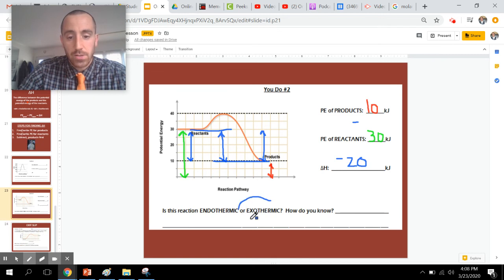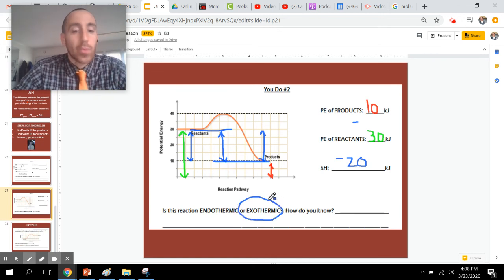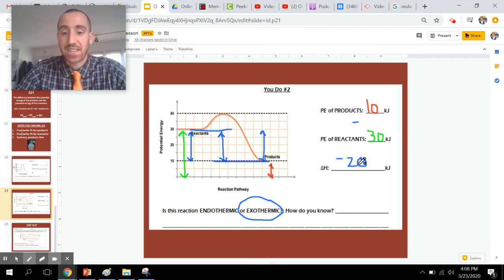So this reaction will be exothermic. How do I know? The following reaction is exothermic because it has a negative delta H. Probably the easiest answer: this reaction is exothermic because the products have less energy than the reactants. Also true: this reaction is exothermic because this reaction gives off energy. That works as well. These all will work.